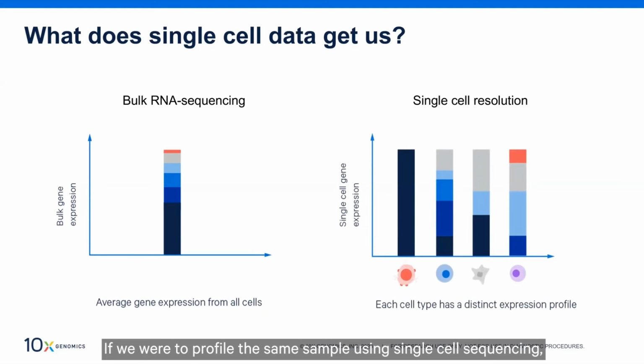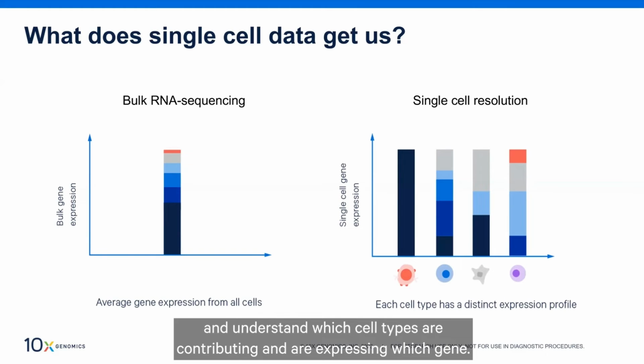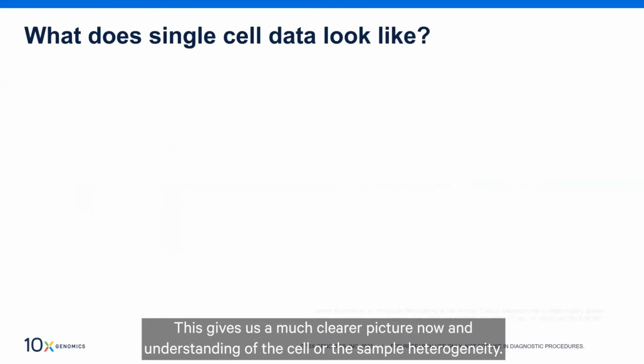So if we were to profile the same sample using single-cell sequencing, we can see now that we would be able to look at each subpopulation of the cells and understand which cell types are contributing and are expressing which gene. This gives us a much clearer picture now and an understanding of the sample's heterogeneity.